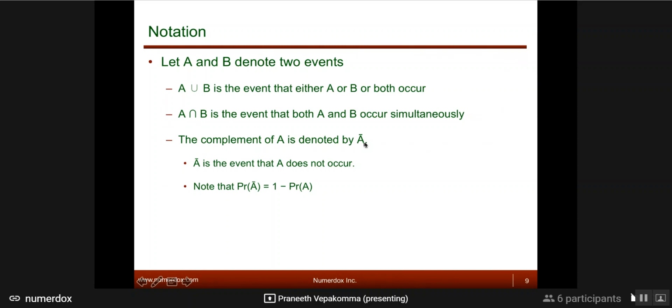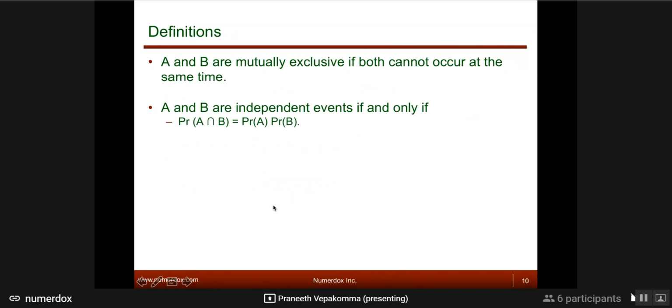So this is the complement, right? This is like, what is the probability that A does not occur, denoted by the complement. It's 1 minus the probability of A. Probability is always between 0 and 1. A and B are mutually exclusive if both cannot occur at the same time. All right. So if there is no possibility for these occurring at the same time, then you call it mutually exclusive. Then you can only observe A or B. You cannot observe A and B at the same time.